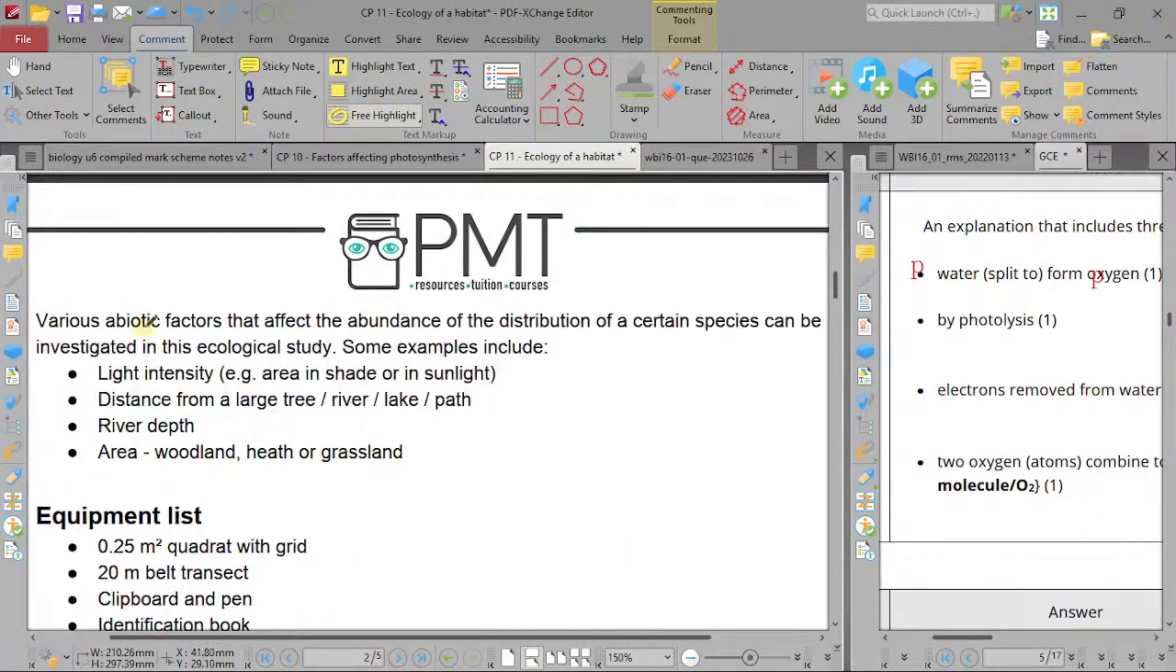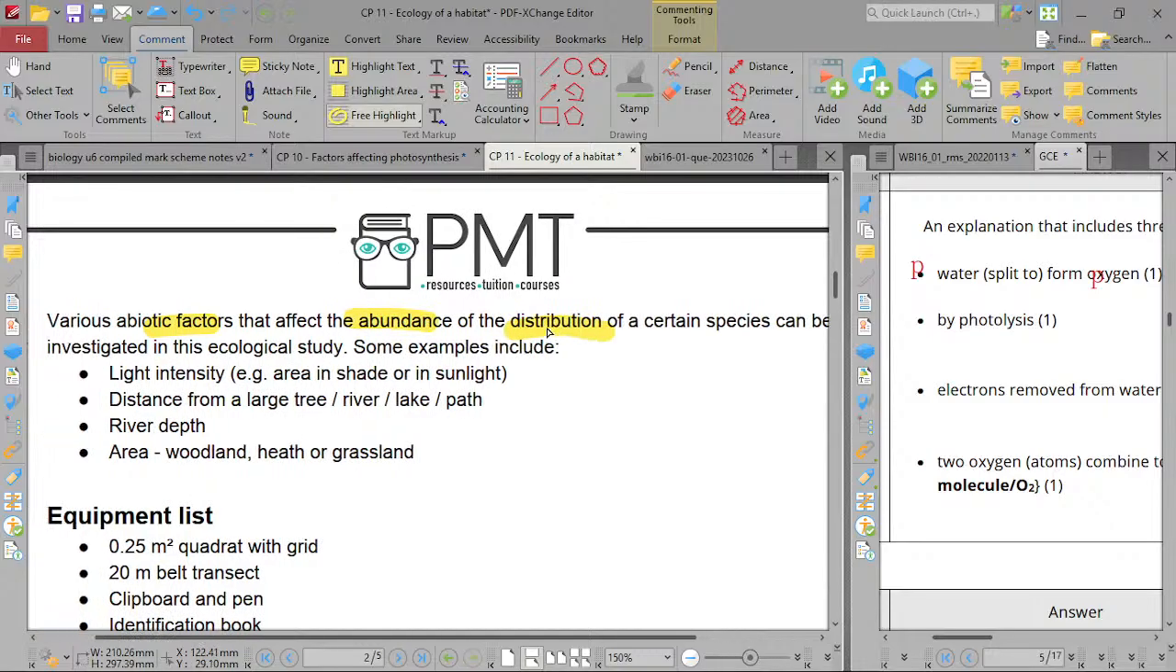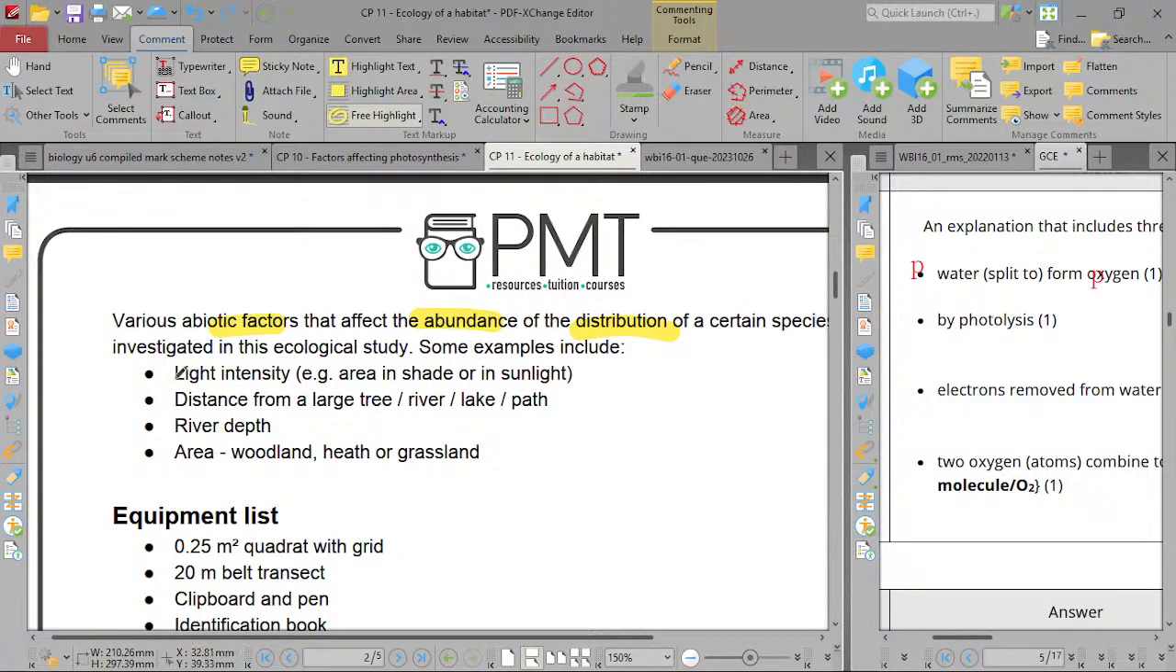Various abiotic factors that affect the abundance and the distribution of a certain species can be investigated. So light intensity, distance from a large street, river, lake path, river depth, and the habitat itself. Okay, so these abiotic factors will affect the distribution. Well, I think there is definitely more. There's like pH, temperature, water content, etc.